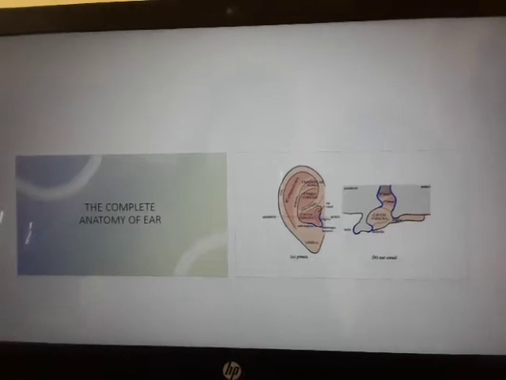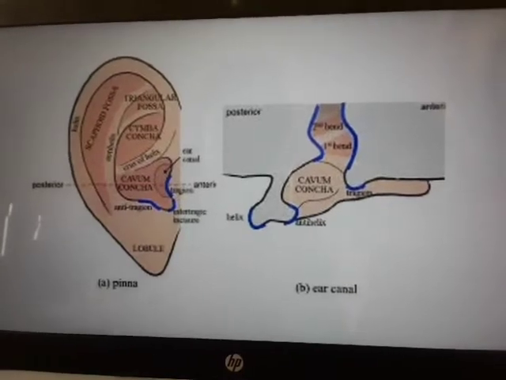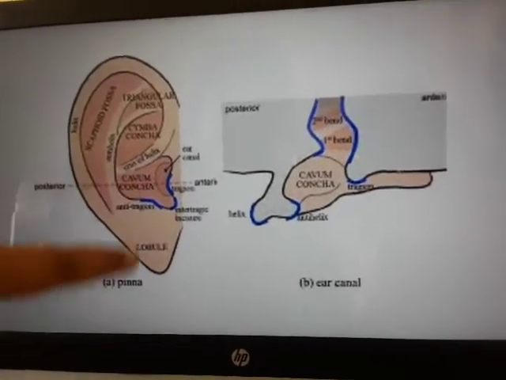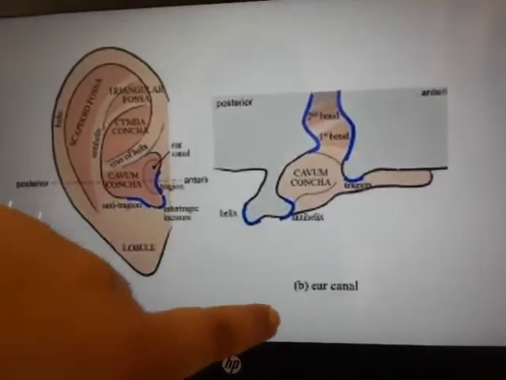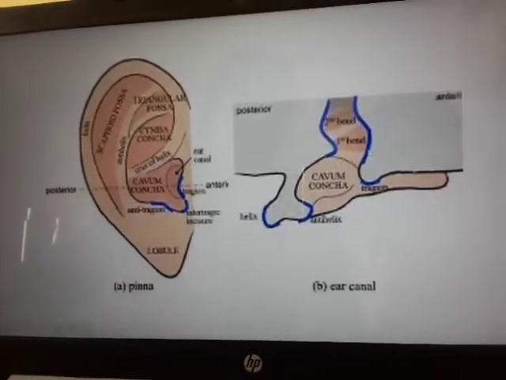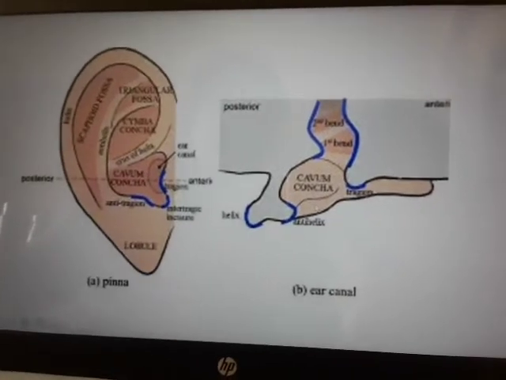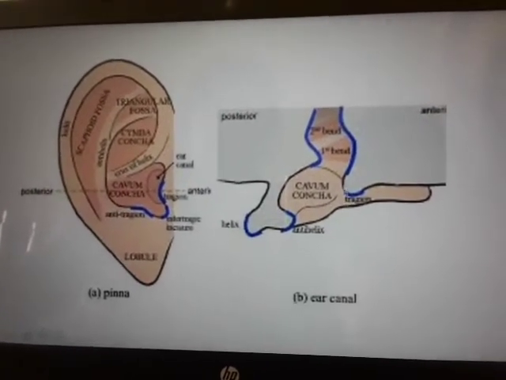The complete ear anatomy. This is the pinna, the outer ear that you can see, and this is the ear canal where the eardrum is located. This is one of the most important parts of our outer ear.